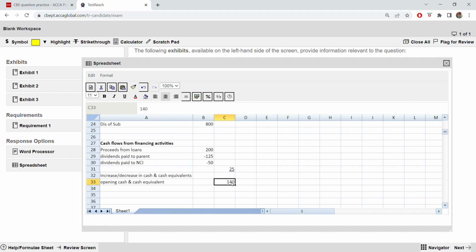Okay. And what is the closing cash and cash equivalent according to the statement of financial position? It is 210. So if you go back, 210 minus 140, this has to be 70. But we'll see whether it is 70 or not. If it is 70, it's correct, otherwise you are wrong.